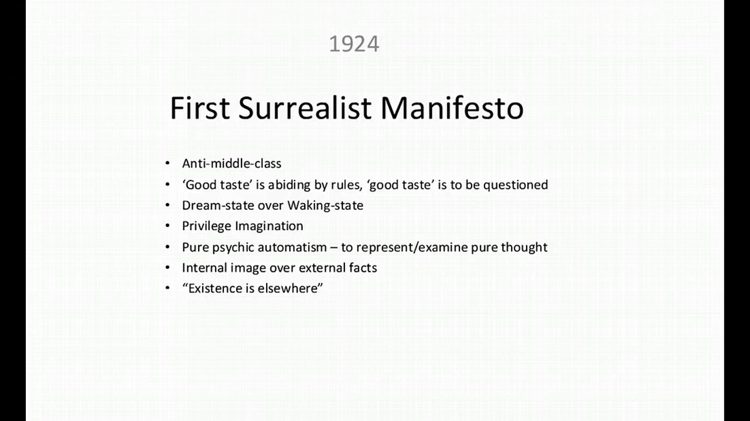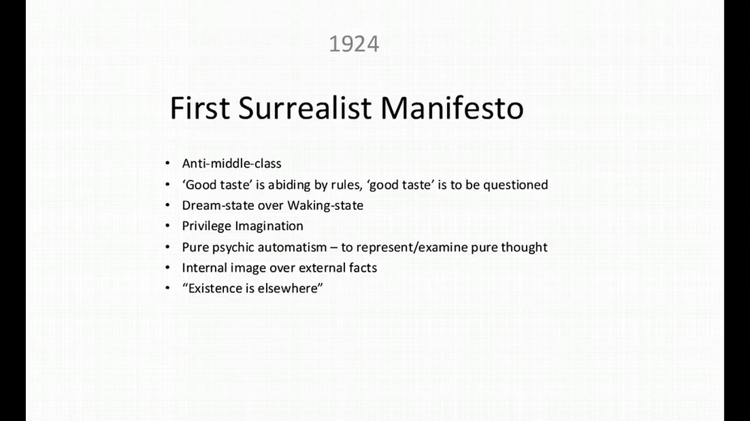Privileged imagination, pure psychic automatism. What that means: automatism is a mode of making marks. It's automatic mark making, i.e. if you take a pen, hold your hand out, close your eyes, and just kind of wiggle it around, that's automatic mark making. The Surrealists try as hard as they can to make that a mainstay of their practice. Internal images over external facts.